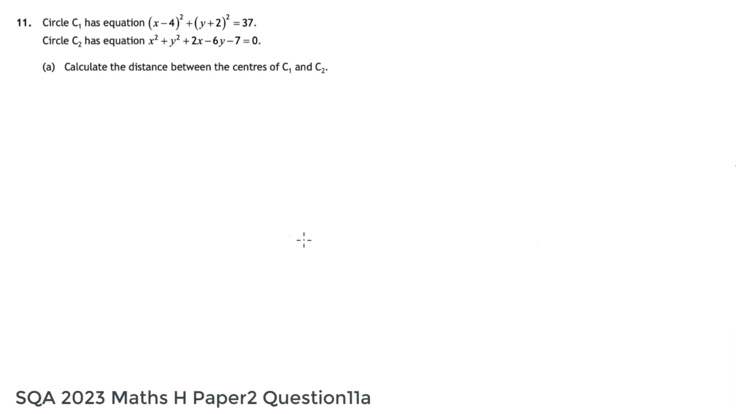So here's question 11, and we're told the information about two circles, C1 and C2, and this is their equations. We're asked, in part A, to calculate the distance between the centres of C1 and C2. So let's have a look at what information we can glean from, for instance, this equation for circle 1. By information I mean the centre and the radius. These are the two vital pieces of information before we know all about the circle.